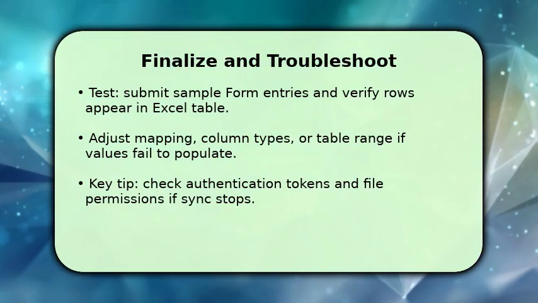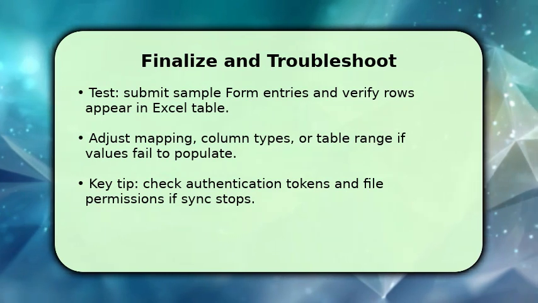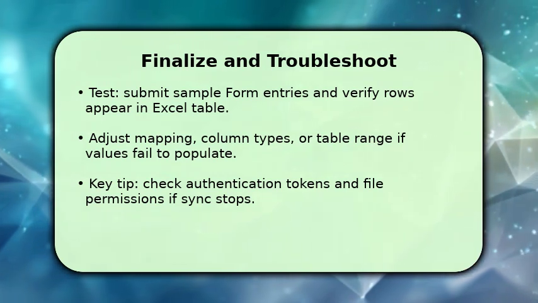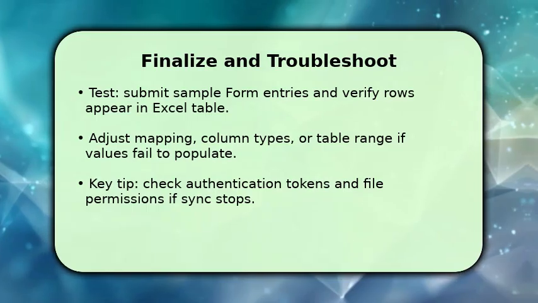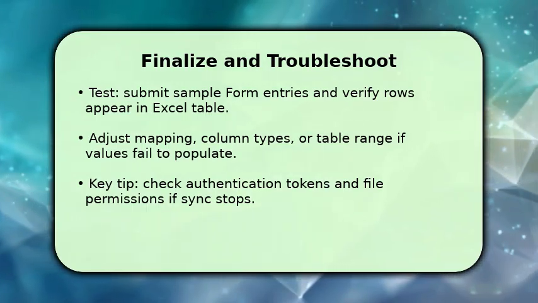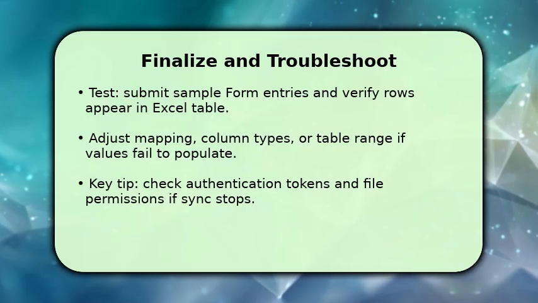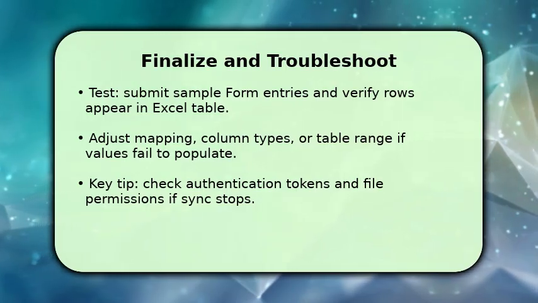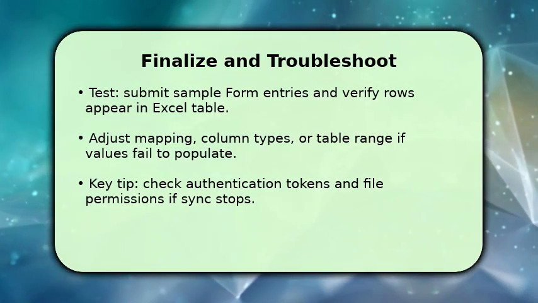Finish by testing. Submit several form entries and watch the flow run, confirming data lands in the Excel table. If columns are blank or misaligned, return to the flow and fix mappings or update the Excel table schema. Once stable, schedule or enable the flow for continuous operation.